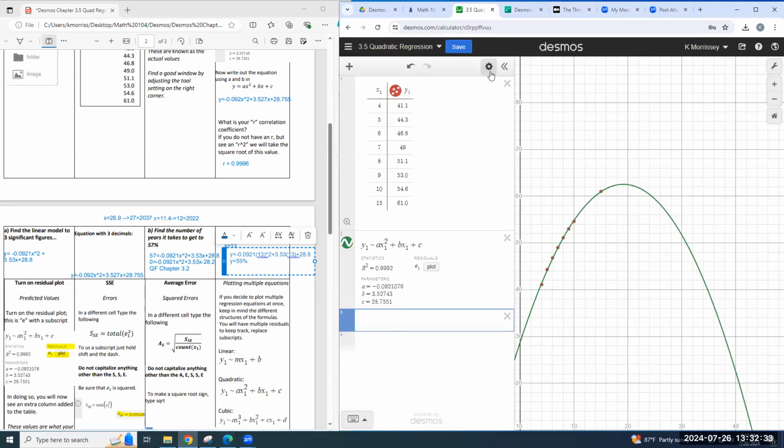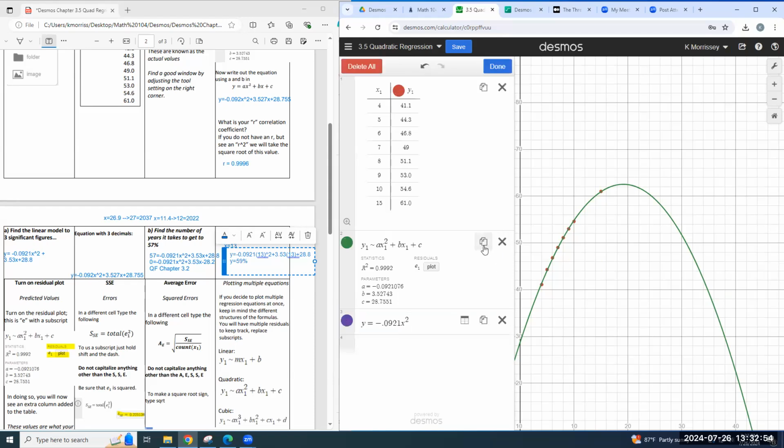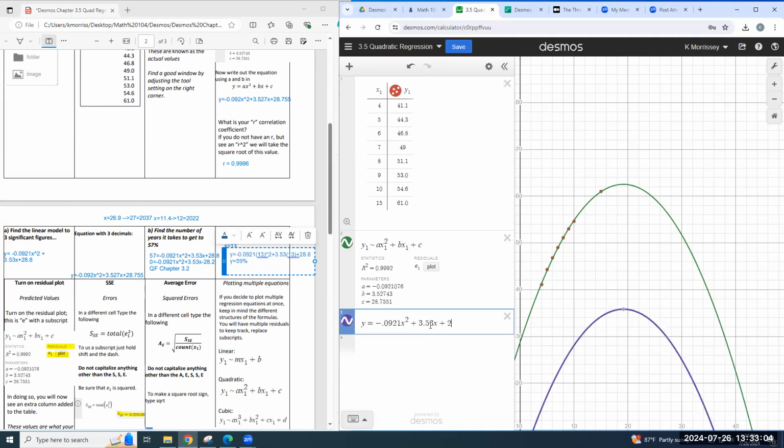So if we want, we can always try to locate where that x value is. I'm going to go ahead and type in your equation with 3 significant figures, negative 0.921 x squared. Actually, I wonder if that'll work. Oh, okay. No, that just copies it. So I was right. Plus 3.53x plus 28.8.